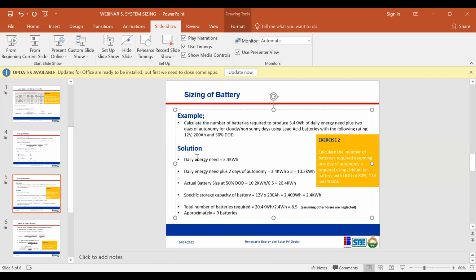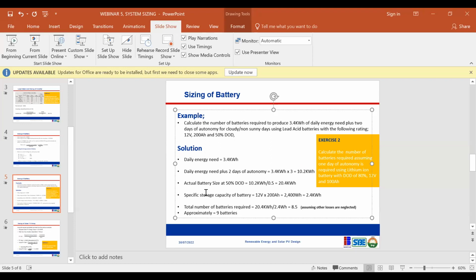That's the daily energy need. But we also require 2 days of autonomy in case there is no sun. So for 2 days of autonomy, we multiply 3.4 by 3. I need to confirm that. 3.4 times 3 gives us 10.2. So that's the energy storage size that we need for the battery.